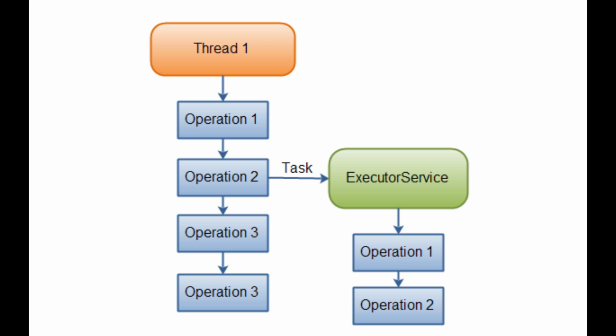This diagram shows a thread which executes a sequence of operations. At operation 2, the thread creates a task which is passed to an executor service. The thread then continues with its own sequence of operations, and the executor service starts executing the task in parallel.